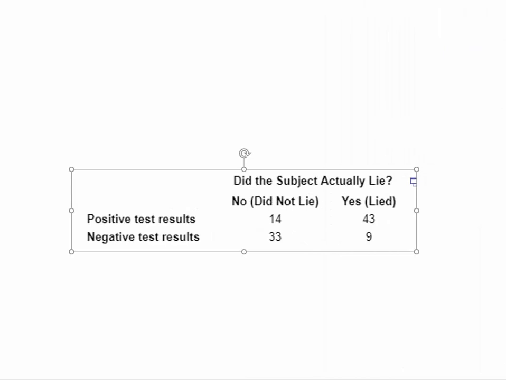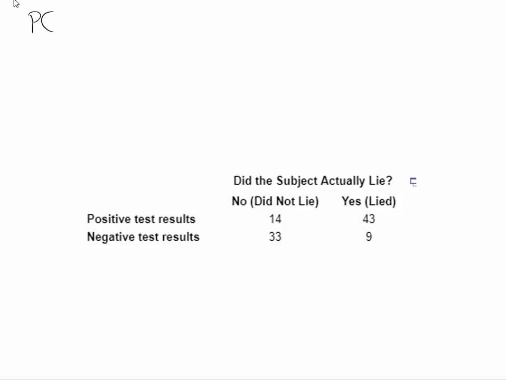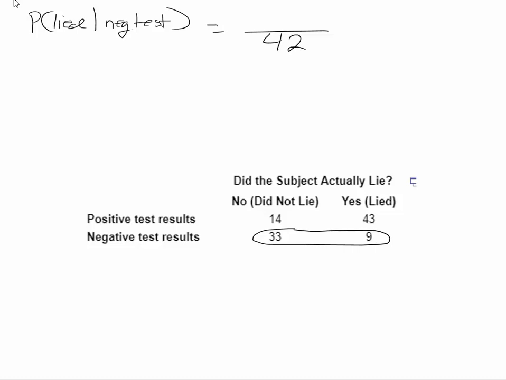Okay, the first one they ask us for is probability that they lied given negative test. So if we're given a negative test, that means we're only looking at these 42 people, right? So good over total. Our total is now 42. Out of those 42, the good are the ones that did what we asked for in this case, so the ones that lied. And you see how we only had 9 that lied? So the answer would be 9 out of 42, which of course reduces to 3 over 14.